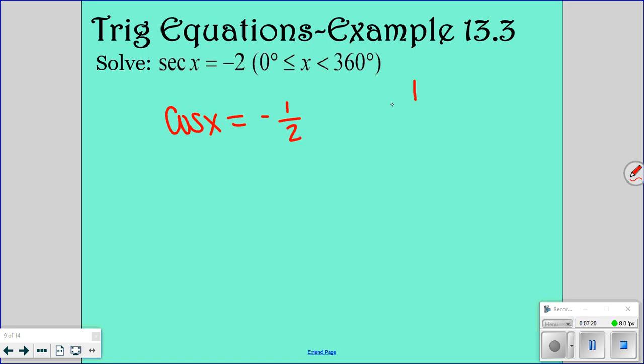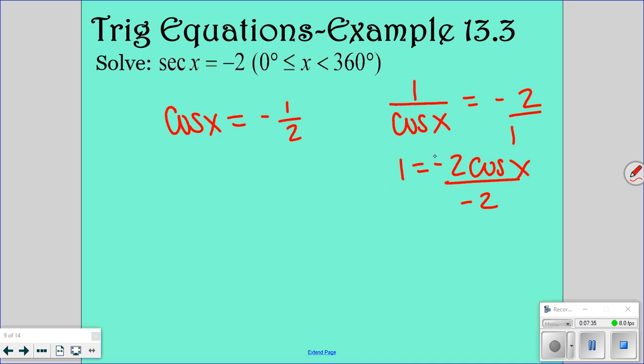If you don't like doing it like that, you can make secant 1 over cosine equals negative 2, and then if you cross multiply, you would get 1 equals negative 2 cosine of x, and then divide by negative 2. And so cosine of x equals negative 1/2. So you still get the same equation. It's just a little bit more work here. So you can just do the reciprocal. Secant reciprocal would be cosine. Reciprocal of negative 2 is negative 1 over 2.